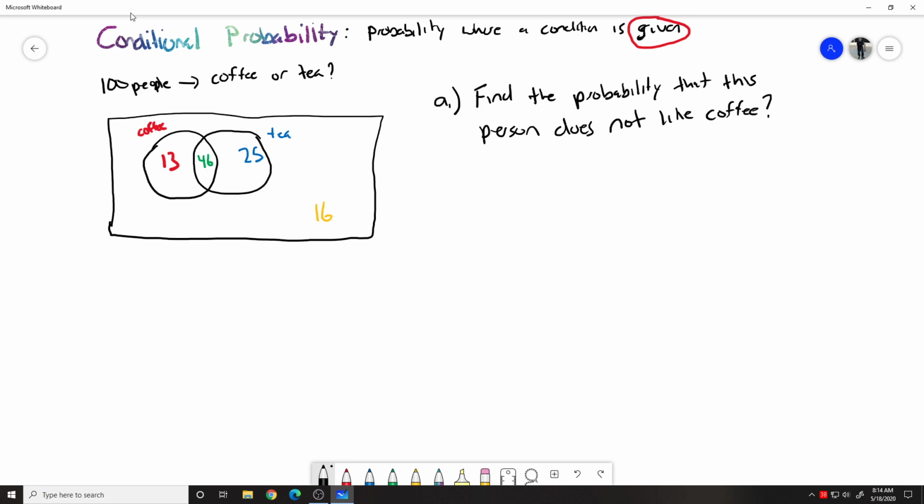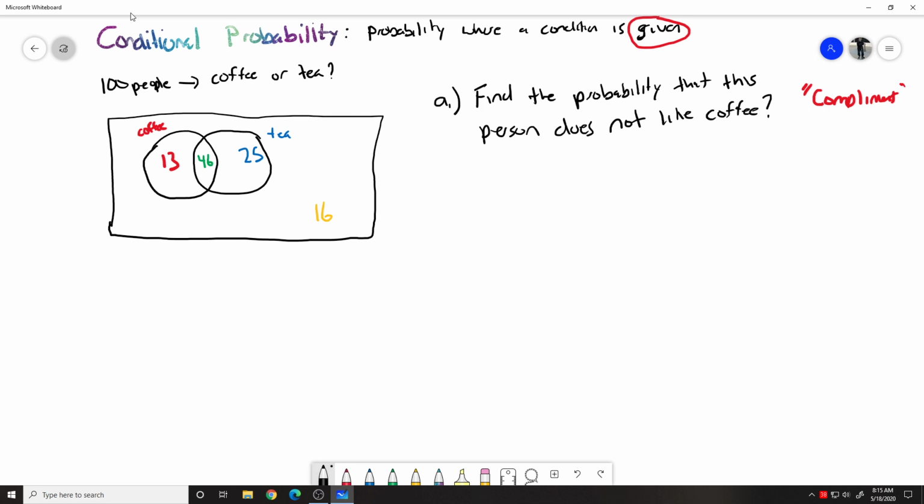Now, do you remember what we call this? We'll probably put some vocabulary on the unit test, so make sure that you understand the vocabulary. Do you remember what we called this thing where there's a not condition? If you did remember, that's pretty good. This is called a complement. So this is a complement question. Find the probability that this person does not like coffee.